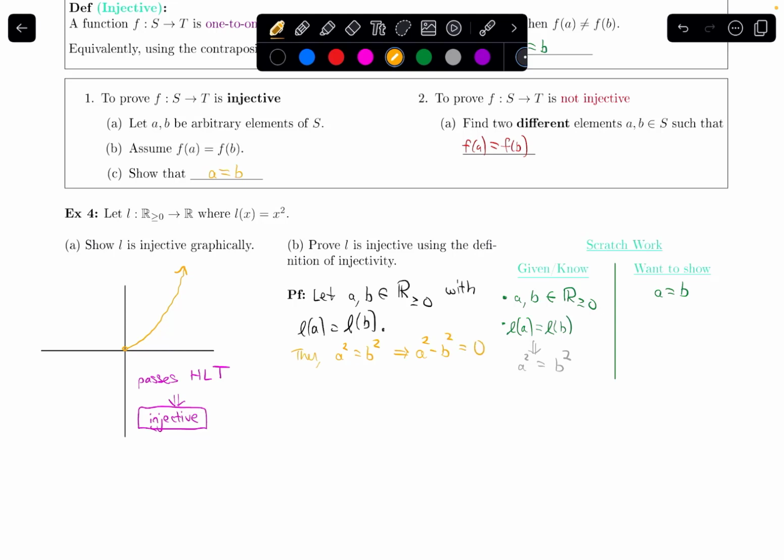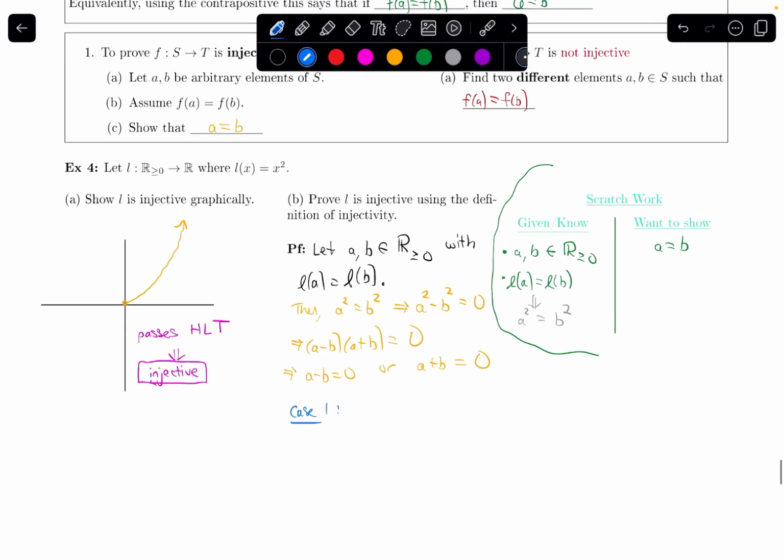And now I can use my difference of squares property to get that A minus B times A plus B equals 0. Well, this implies that either the first thing in parentheses is 0 or the second thing in parentheses is 0. So we have two cases to consider. The first case is A minus B equals 0. If I rearrange this, that says A equals B. If I rearrange the other one, it says A equals negative B.